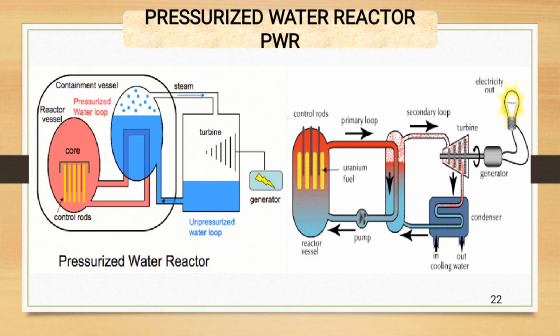Here is the simple diagram showing the pressurized water reactor. This is the primary loop and this is the secondary loop. The primary loop is a pressurized water loop and the secondary loop is an unpressurized loop.